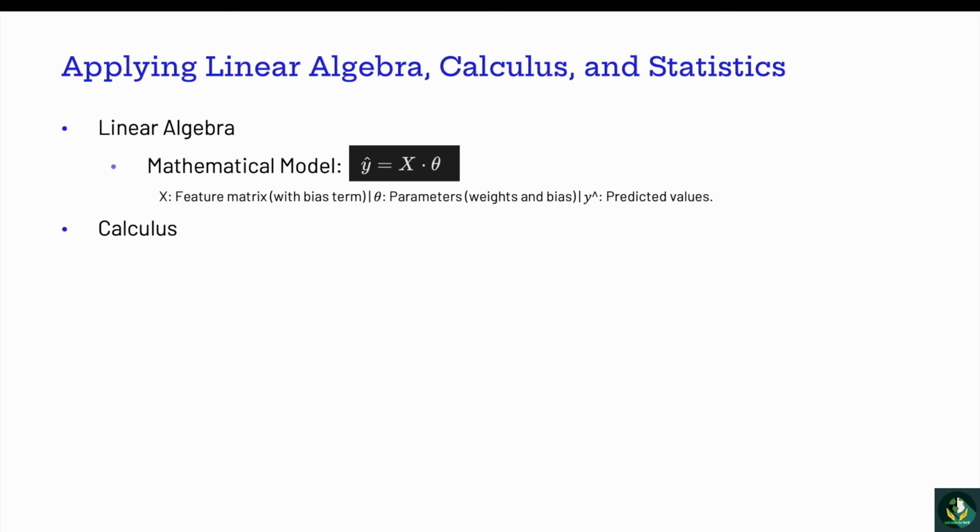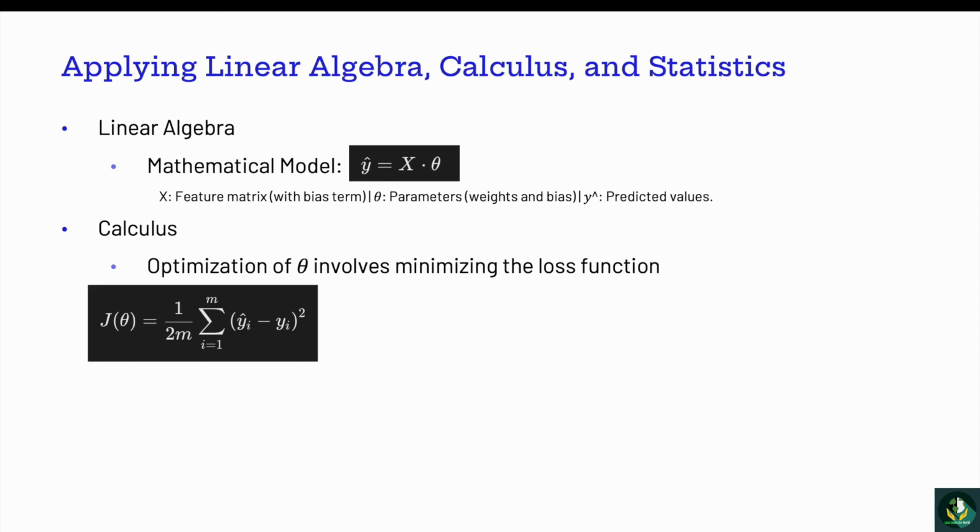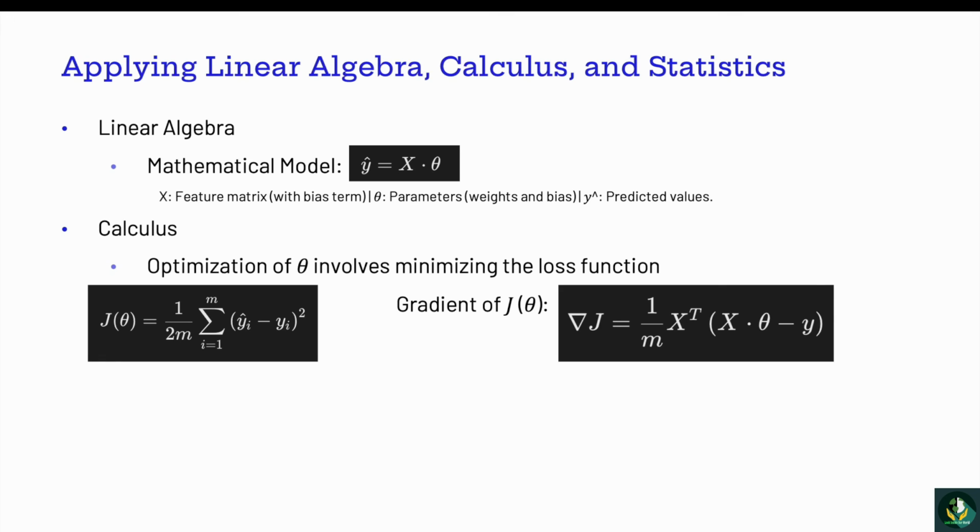For calculus, we need optimization of theta, which involves minimizing the loss function. That is defined as J(theta) equals 1 by 2m times the summation of i equals 1 to m of (y cap i minus y i) squared. And also the gradient of J(theta), which is nabla of J, equals 1 upon m times X transpose times (X theta minus y).